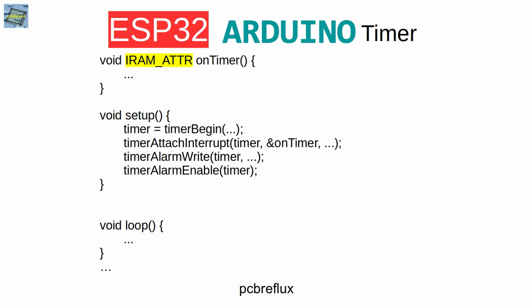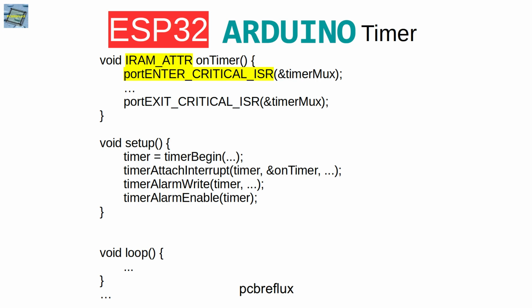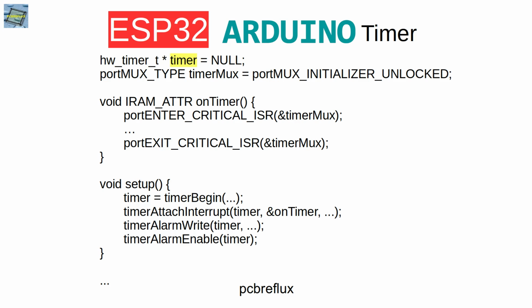Also important is that we tell the compiler that our function is called in an interrupt. So we put a flag before the function that our own function is an interrupt function, and we also need the interrupt RAM attribute. And if we change some variables or RAM that is needed outside our interrupt function, then we also need to enclose the critical block as shown here. And this is how we declare our timer variable and also the timer max variable.